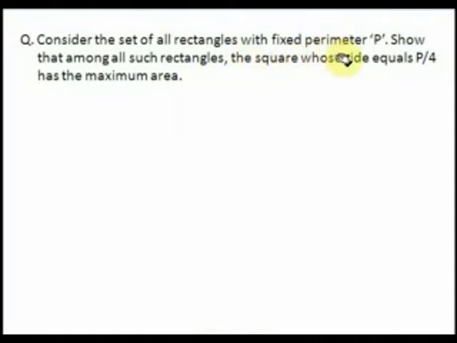Consider the set of all rectangles with the fixed perimeter P. Show that among all such rectangles, the square whose side equals P by 4 has the maximum area. We have to prove that the side of length P by 4 has the maximum area. A rectangle has one length and one breadth, and the opposite sides are equal.